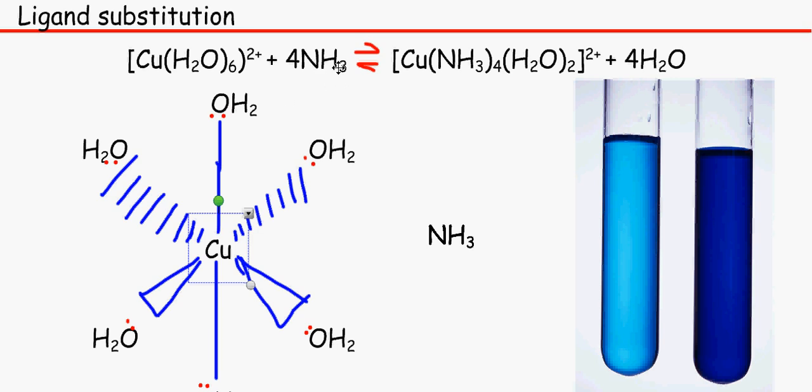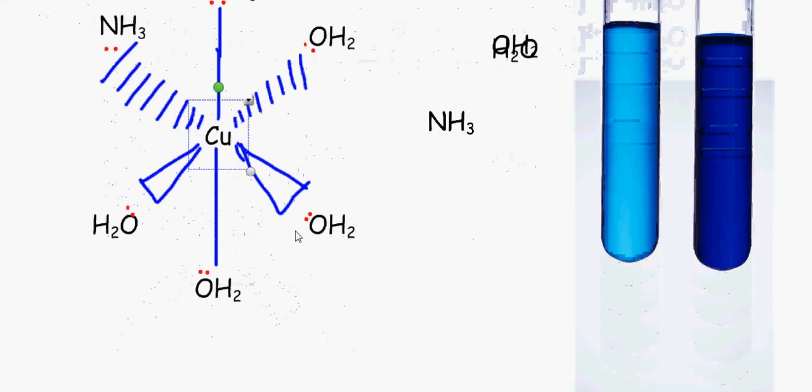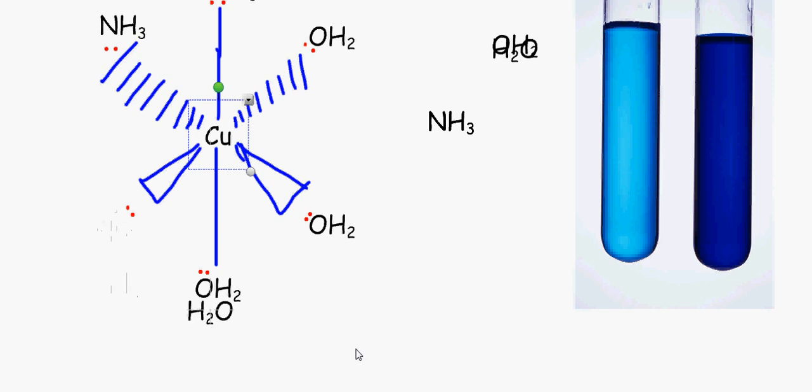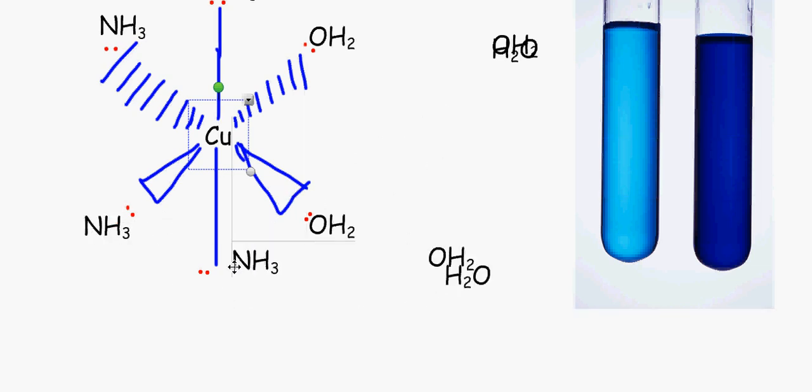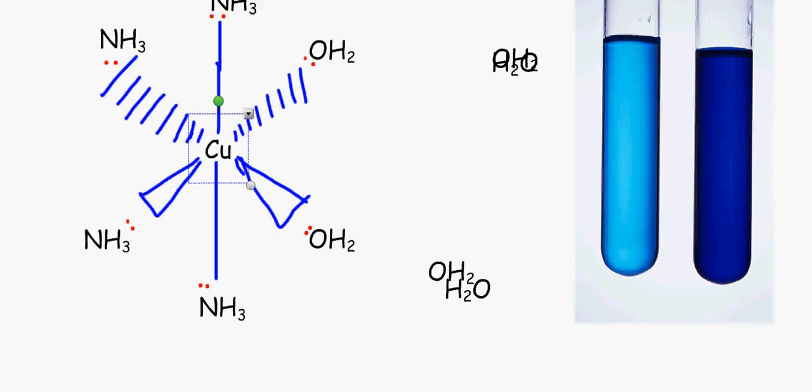If we add an excess of ammonia, NH3, 4 of the H2O ligands get replaced by these ammonia ligands. So 1, 2, 3, 4, and it looks like this.